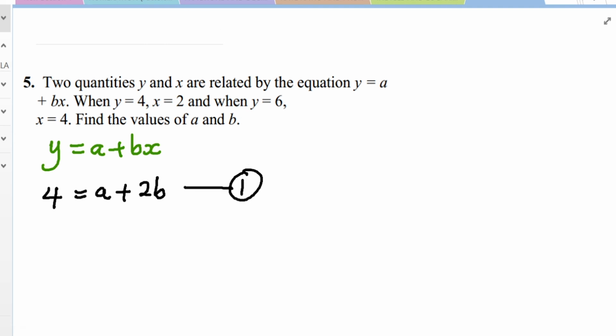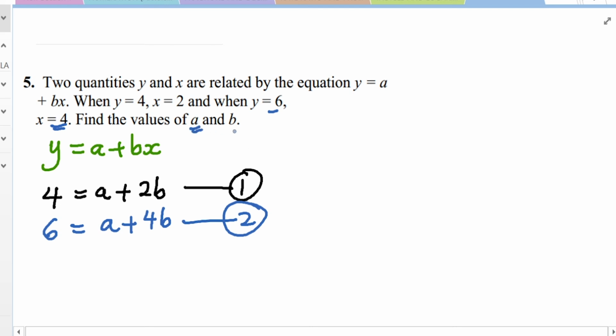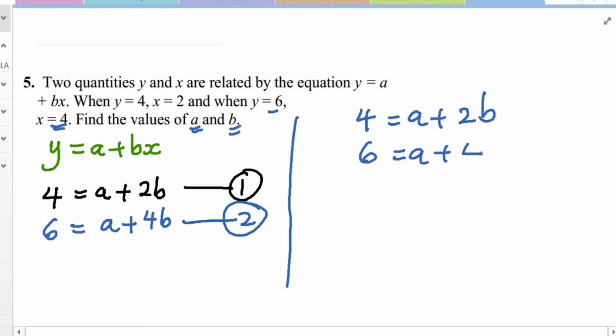And then the second, they are telling us that when y is 6, x is 4, meaning that 6 is going to be equal to a plus 4b. That's the second equation. Find the values of a and b. You realize we have ended up having a pair of simultaneous equations, and so we shall solve them. We can solve them using the elimination method. So 4 is equal to a plus 2b. Then we have 6 is equal to a plus 4b. We can eliminate a by subtracting the two equations.